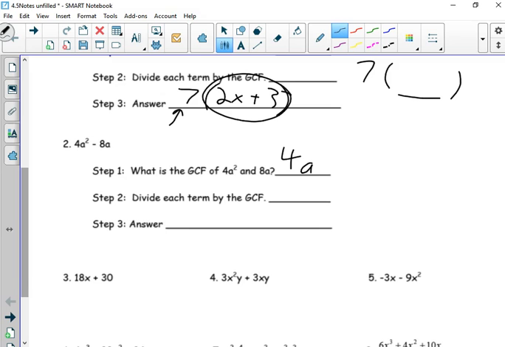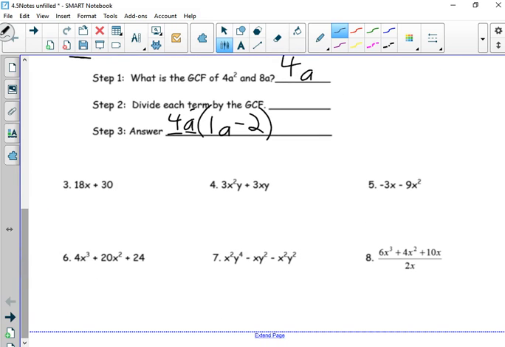So we start off by writing that GCF. And then we put our parentheses. And now we just straight divide. 4 divided by 4 is 1. A squared divided by a is a. You don't have to put the 1. It's up to you. Minus 8 divided by 4 is 2. And the a's cancel. And that's what we're left with. Odd number like that.